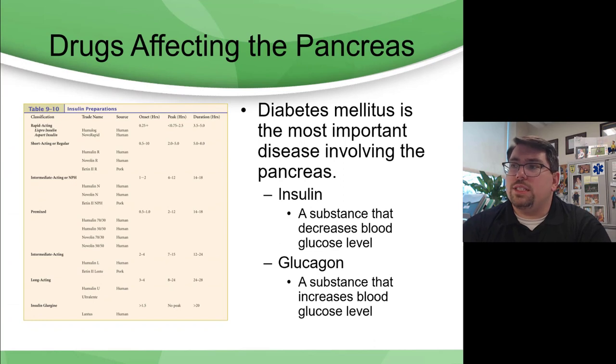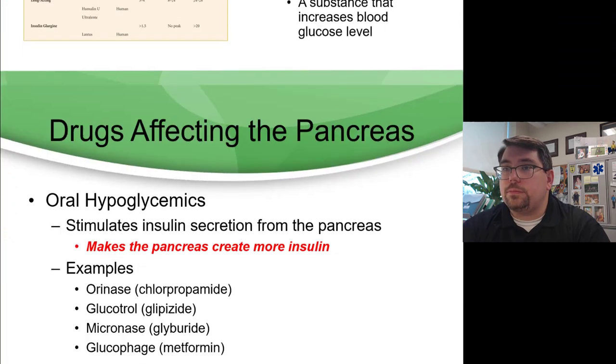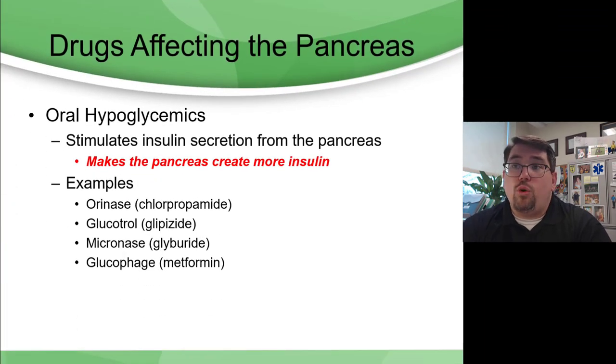There is a ton of drugs that affect the pancreas. Most predominantly we see insulin and glucagon. Insulin is a substance that reduces blood glucose levels, and glucagon is one that increases blood glucose levels. You're also going to find that you'll have oral hypoglycemics. These stimulate insulin secretion from the pancreas. They make the pancreas create more insulin. Glucotrol, glucophage, metformin, those are probably some of the more common ones that you will see. These are where the pancreas is producing some, but really just not enough.